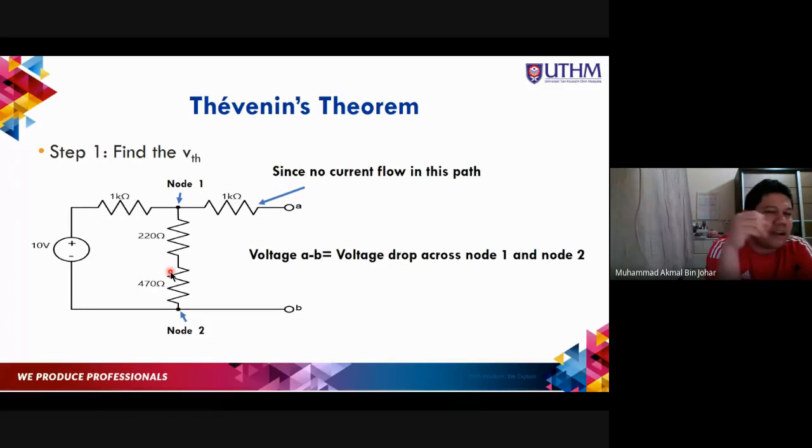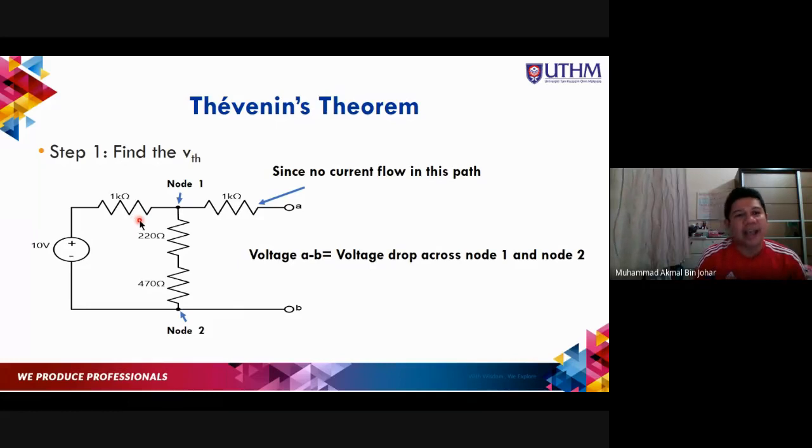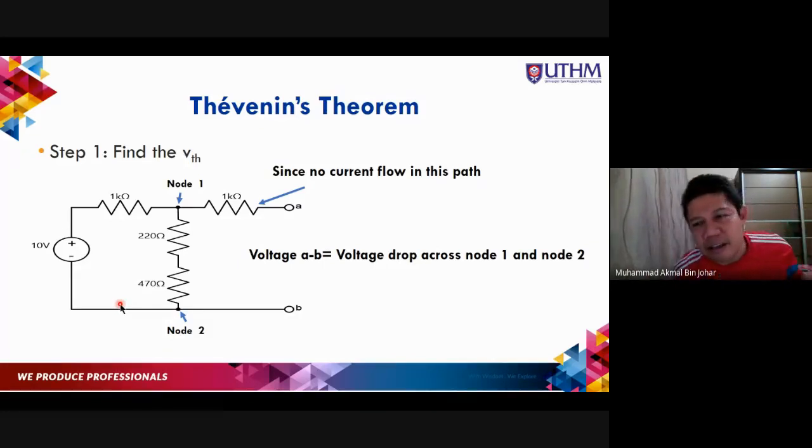So what does this new circuit look like? We have 10 volt over here, and the current flows into the 1 kilo ohm, and then the current finds a junction, but it will not be able to flow in this path, so there will be no electrons moving in this area, and all the current will flow through the 220 ohms and 470 ohms. That means it is just like a series of resistors: 1 kilo ohm, 220 ohm and 470 ohm in series. Because the path from node 1 to port A is an open circuit, and in an open circuit no current will flow.